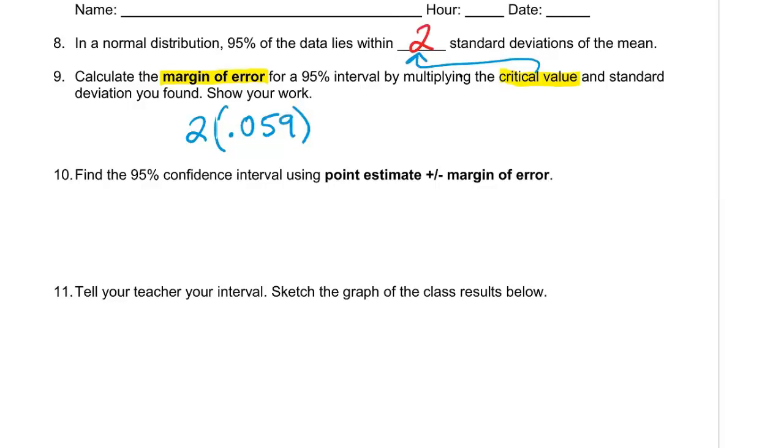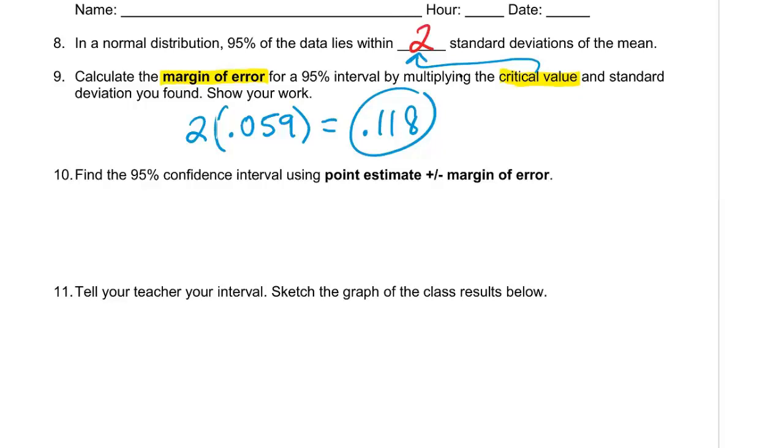Which is 0.118. So I know you guys have heard margin of error before, especially when we're talking about surveys and polls, between politicians. That's how you calculate a margin of error. You take some critical value, and they usually don't tell you this on the news, but it's either 90 or 95%, and then times the standard deviation.